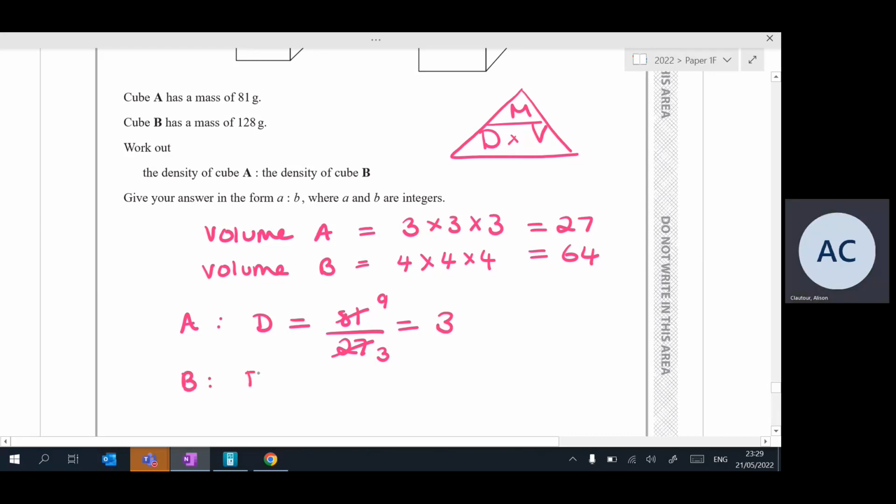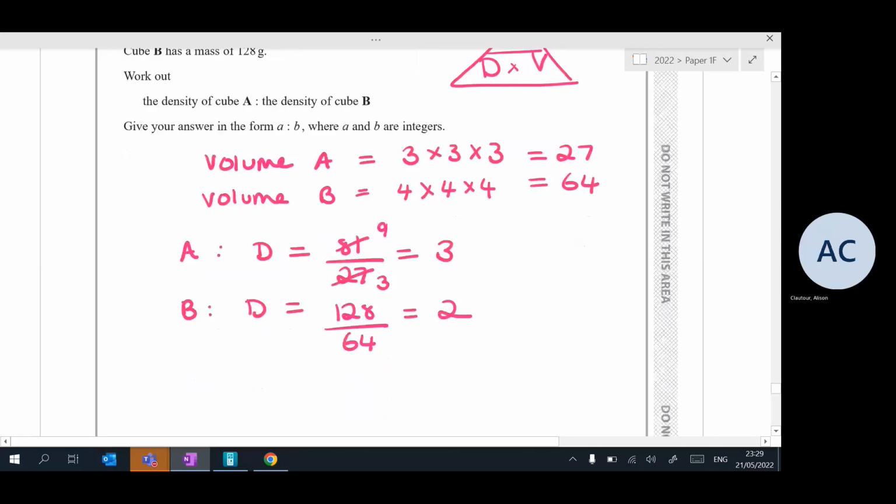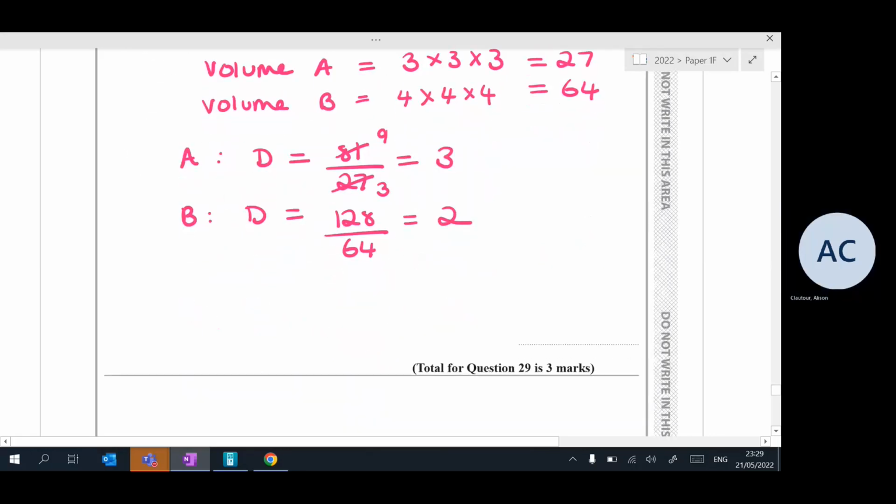For B, the density is 128 divided by 64, which goes into it twice. So your ratio is 3 to 2.